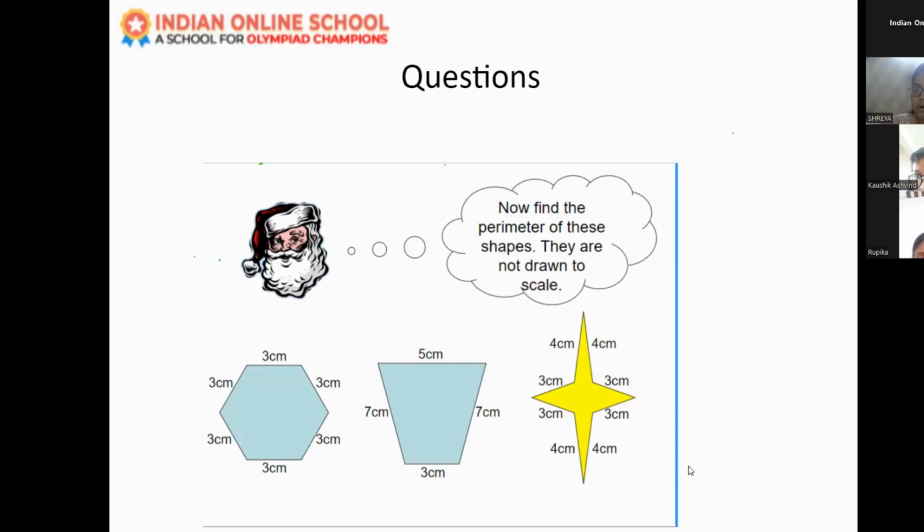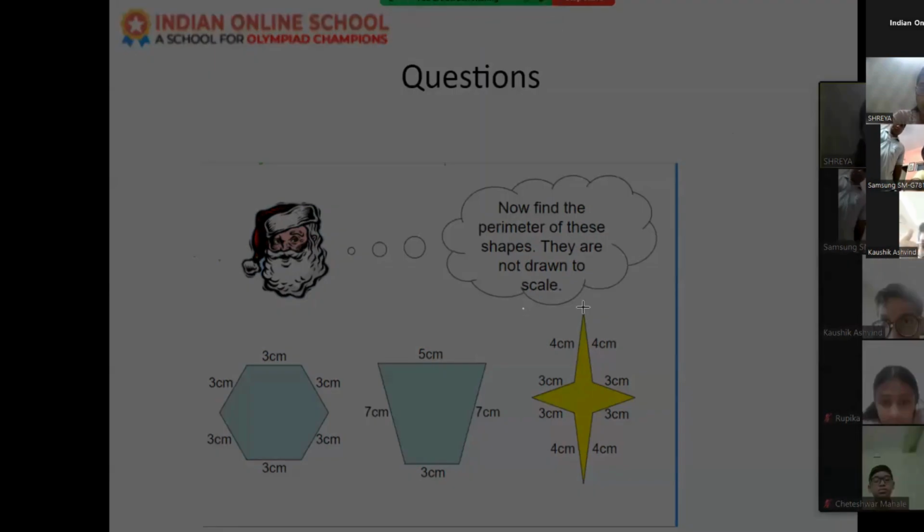Similarly, Kaushik, what would be the perimeter of this one? The yellow one. Yeah. So see, 4 plus 4 is 8. Again, 4 plus 4, 8. 8 plus 8 is 16. 16. Okay, everyone? Now, 3 is how many times? 1, 2, 3, and 4. Correct? Correct, all of you?